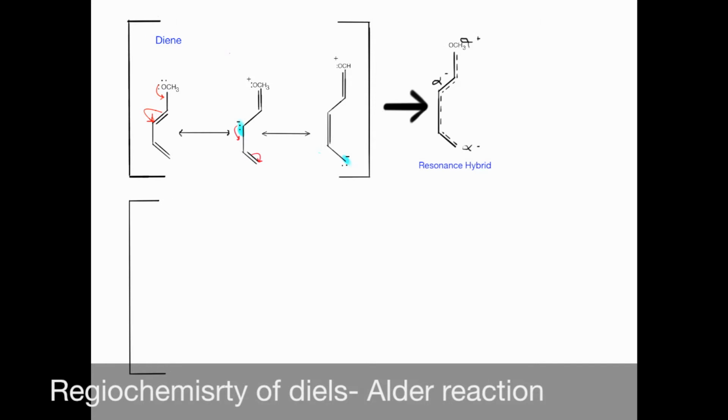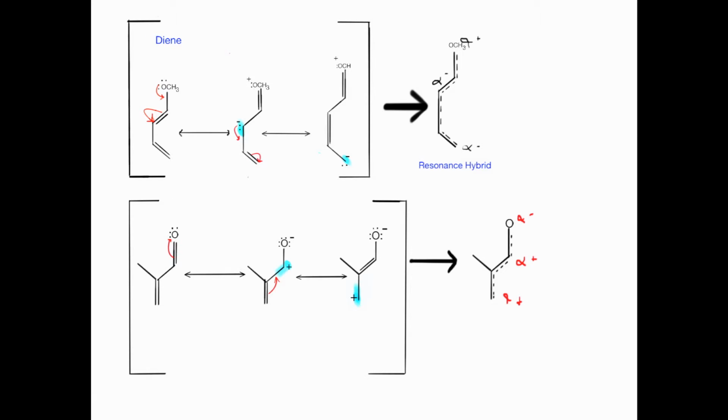Regiochemistry of Diels Alder reactions. When the diene and the dienophile are both unsymmetric, the major isomer product is the one produced by the approach that exhibits the more favorable electrostatic attraction among atoms undergoing bond formation.